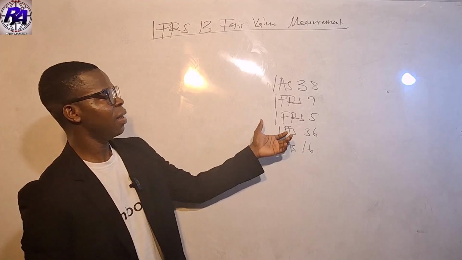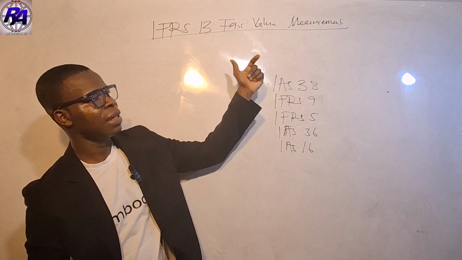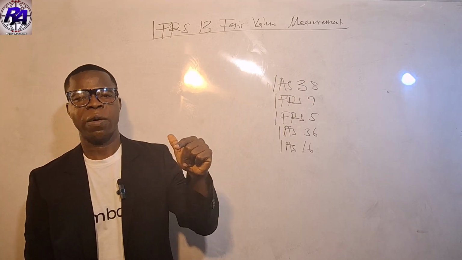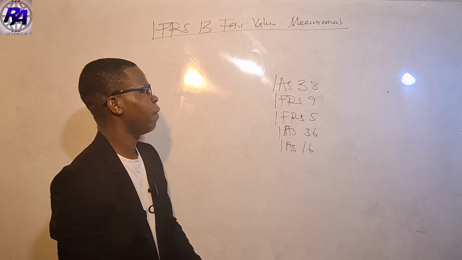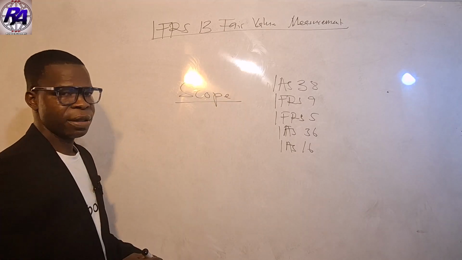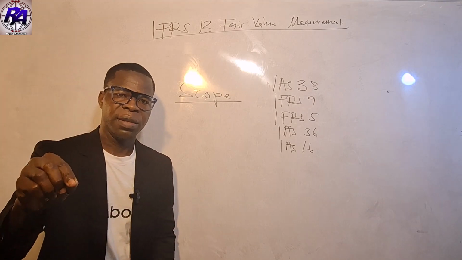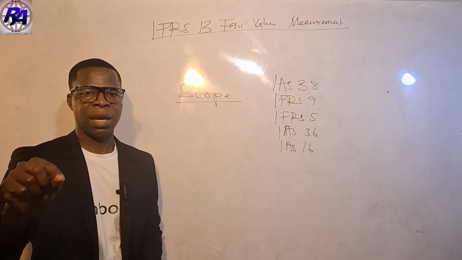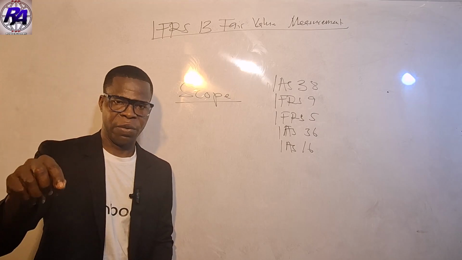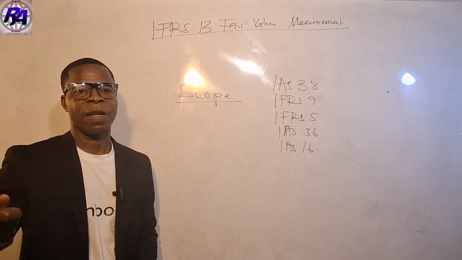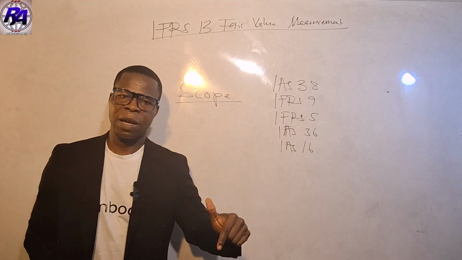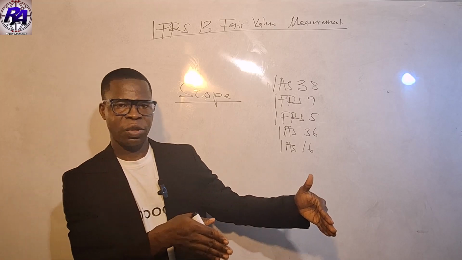So if you look at why the introduction of IFRS 13 and also the objective, the next thing we want to look at is the scope of IFRS 13. What is the scope of fair value measurement? Now, the standard says that all entities applying fair value to measure any item must use this particular standard, including some items or some measurements that are similar to fair value measurements.